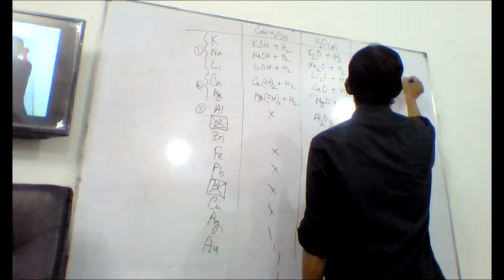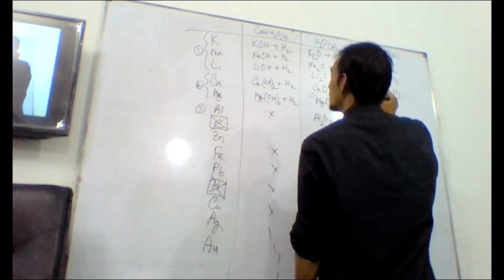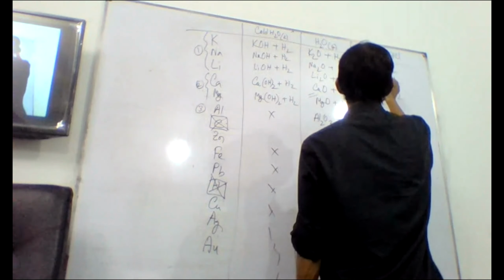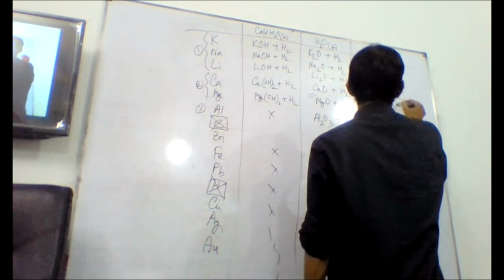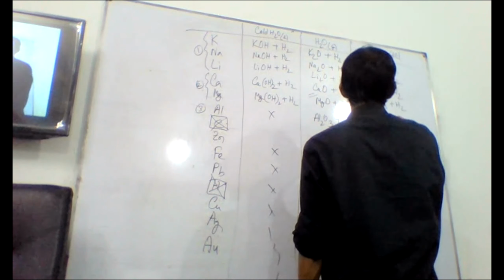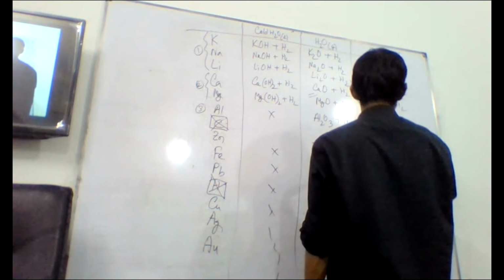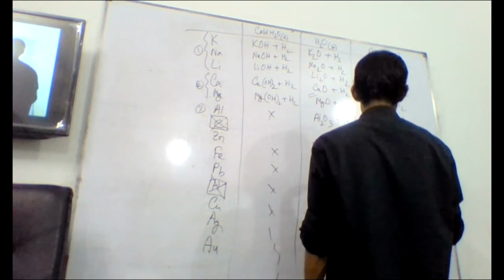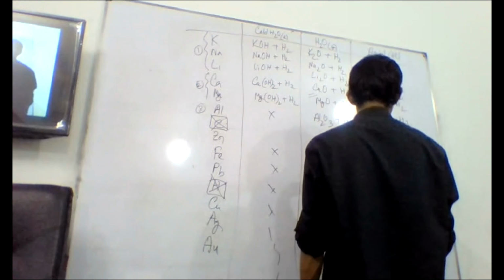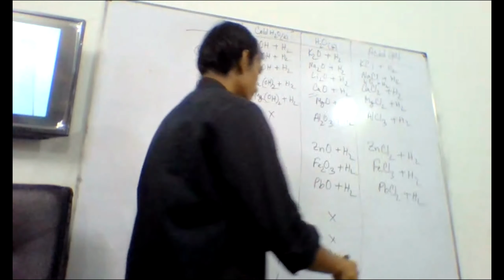Then sodium chloride and hydrogen gas, then calcium chloride and hydrogen gas, then lithium chloride plus hydrogen, calcium chloride, then magnesium chloride plus hydrogen gas, then aluminium chloride plus hydrogen gas, then zinc chloride plus hydrogen gas, then iron chloride plus hydrogen gas, then lead chloride and hydrogen gas.